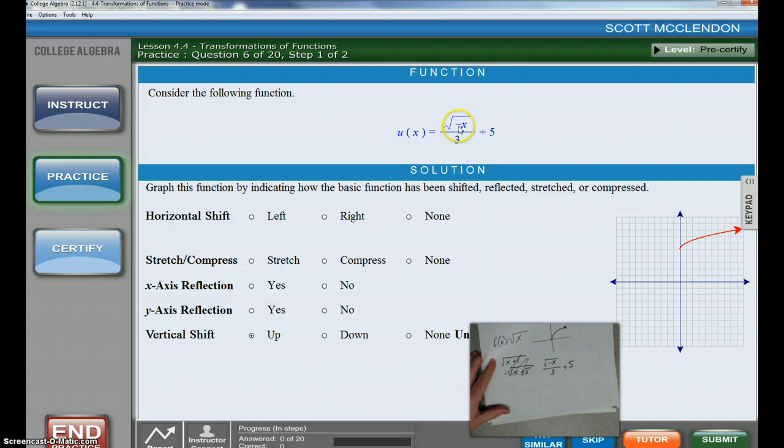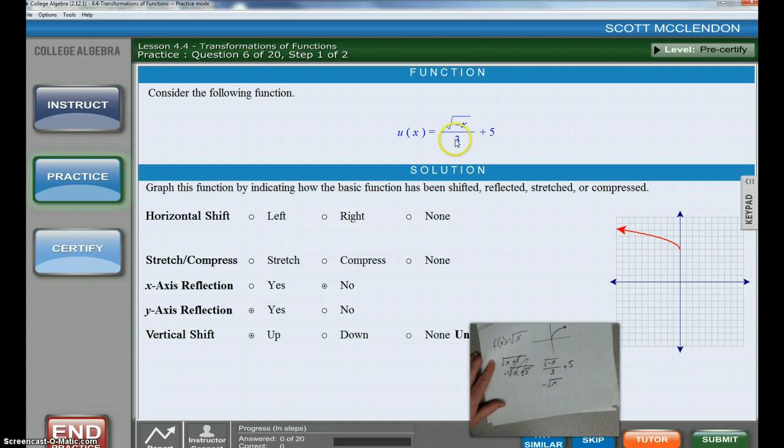Now, anytime you see a negative, you should think reflection. Anywhere in here, if there's a negative, think reflection. If the negative is right up next to the x, that's a y-axis reflection. If the negative was on the outside, negative square root of x, that's an x-axis reflection. What we have is a y-axis reflection. We don't have an x-axis reflection, and there was no horizontal shifting.